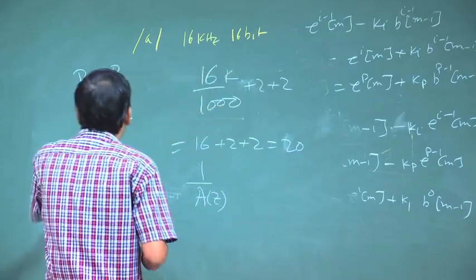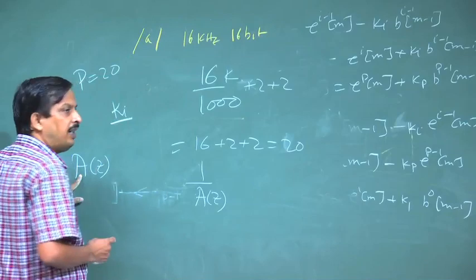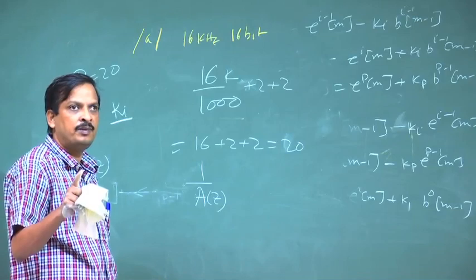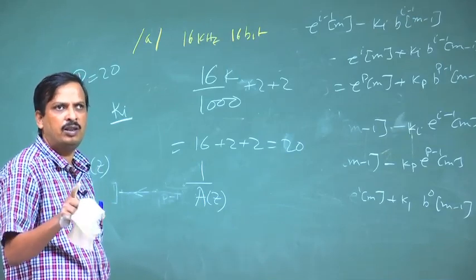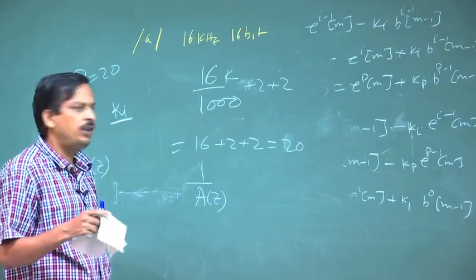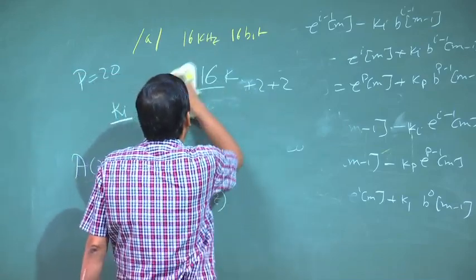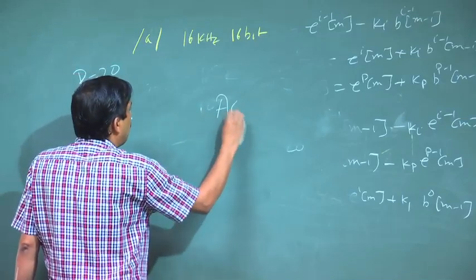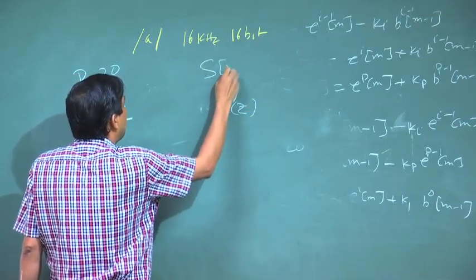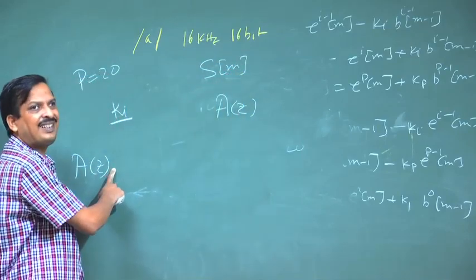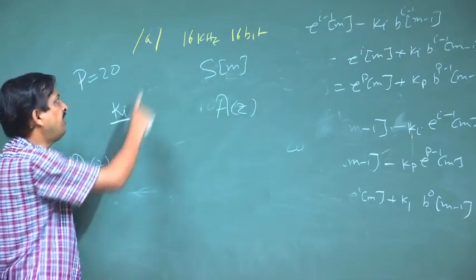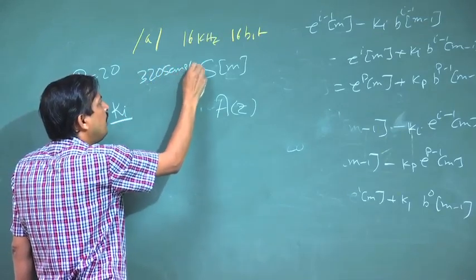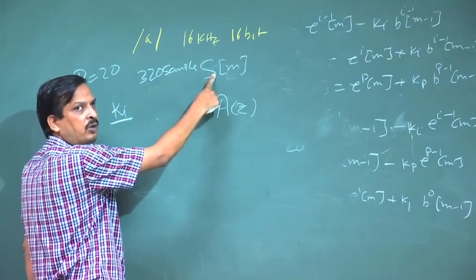If I calculate the Ki value, then implement A(z) and 1 by A(z) using a MATLAB program. Try it. If you have any confusion, write me an email, or write in the forum that you cannot implement it. Then implement A(z). What is the input? Input is s(m), which is the 20 millisecond signal of A. If it is 16 kilohertz, there will be 320 sample values. s(m) is nothing but the 320 sample values.